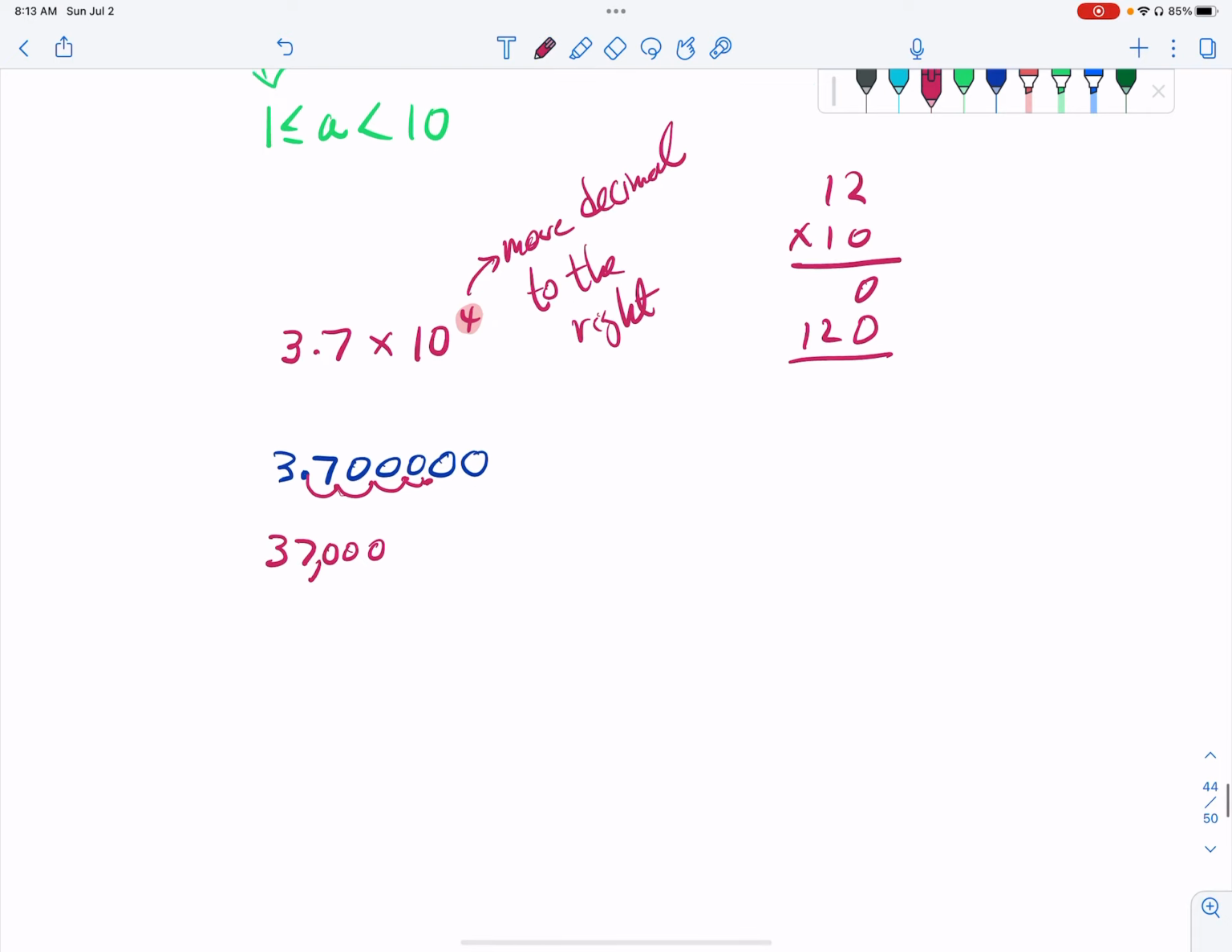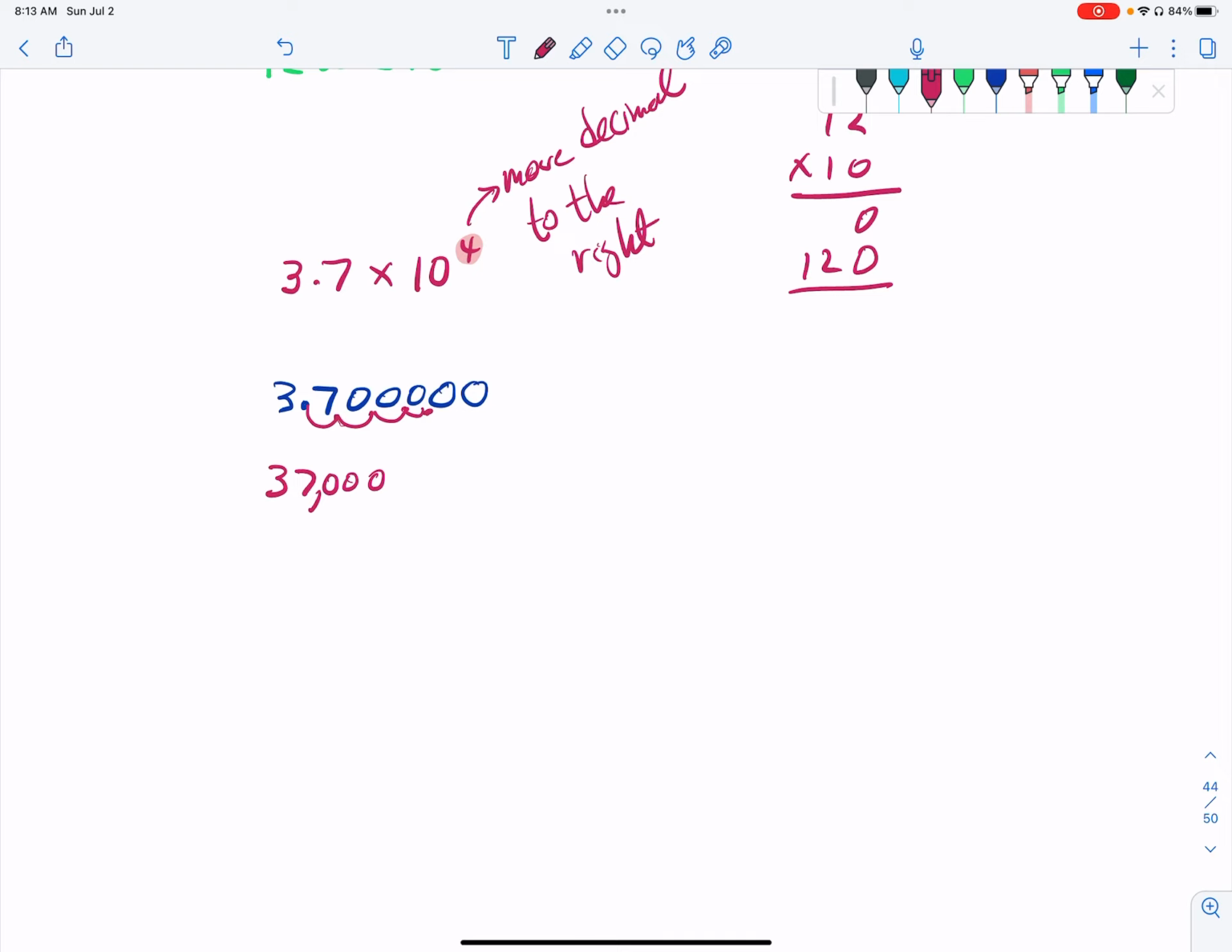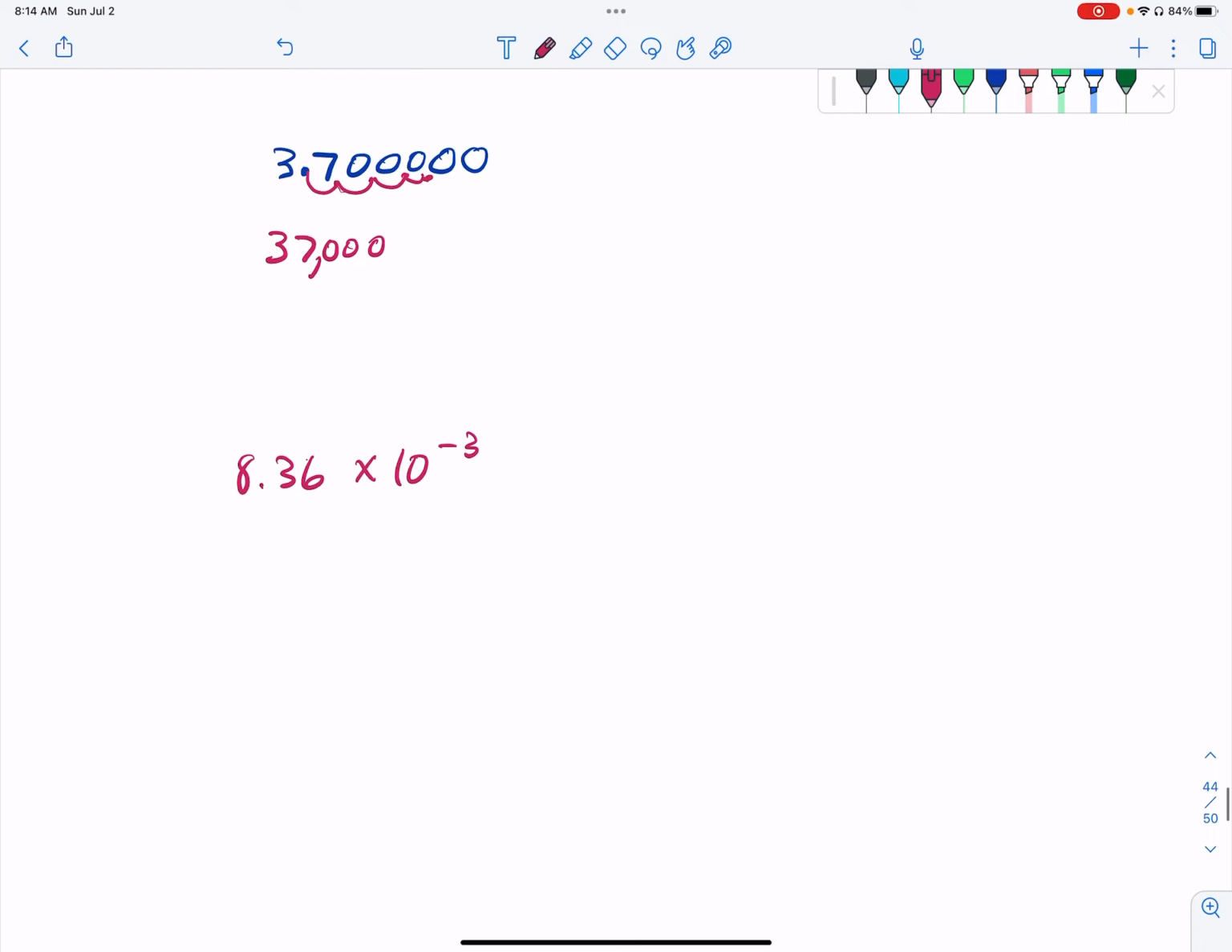All right, now let me change the problem up just a little bit here, and let's say that I have 8.36 multiplied times 10 to the negative 3 power. Okay, when it is a positive power, move the decimal to the right, the number gets bigger. When the power here is negative, it's going to be a small number. To make this thing smaller, we're going to move this decimal place to the left. And to do that, I'm just going to add some zeros to the front of this thing. How many do I add? I don't even know. Or do I?